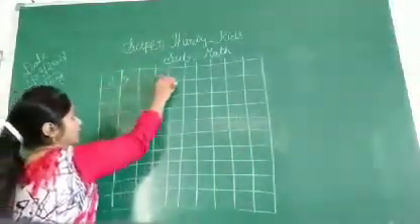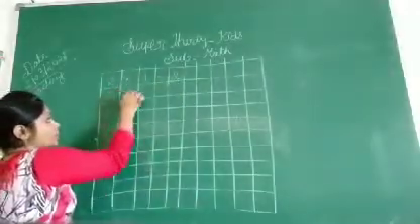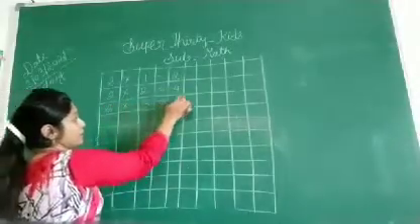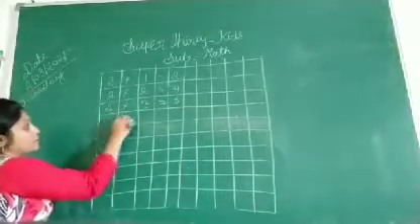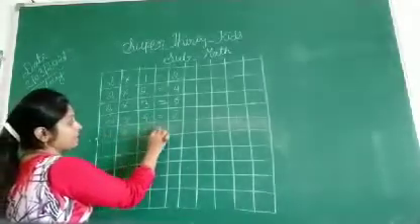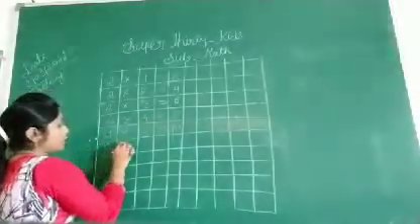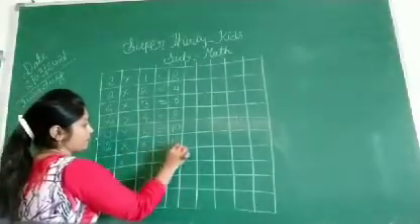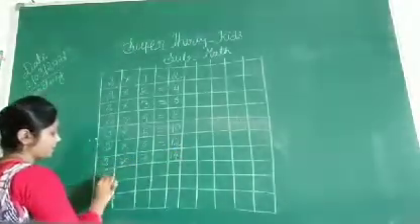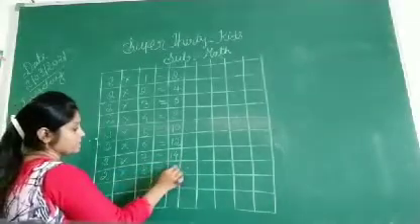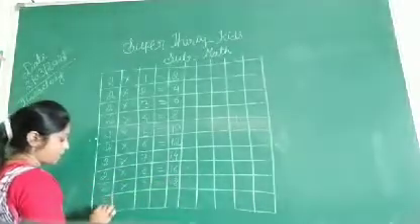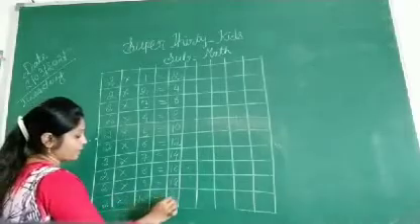2 into 1 equal 2. 2 into 2 equal 4. 2 into 3 equal 6. 2 into 4 equal 8. 2 into 5 equal 10. 2 into 6 equal 12. 2 into 7 equal 14. 2 into 8 equal 16. 2 into 9 equal 18. And 2 into 10 equal 20.